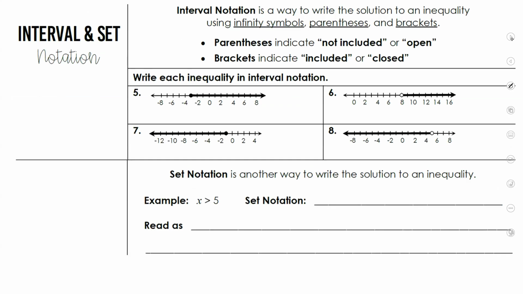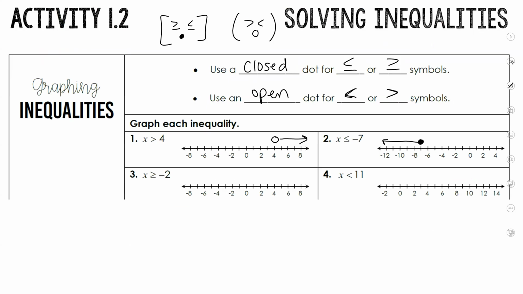Okay, the next part of the notes. This is kind of what I just said. When you use parentheses, that means you had an open circle. When you use brackets, that means you had a closed circle. What this means, let me go back over here to this example.